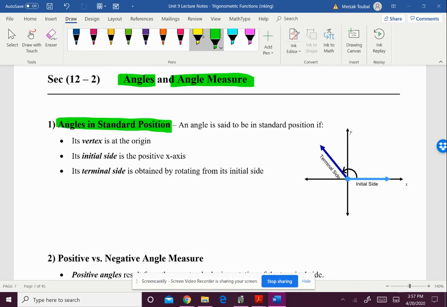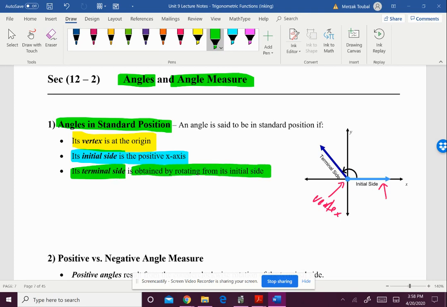The first condition is the vertex has to be at the origin. Second condition, the initial side is a positive x-axis. Here's the initial side. Initial side must be at the positive x-axis. And the third condition, the terminal side must be obtained by rotating from its initial side.